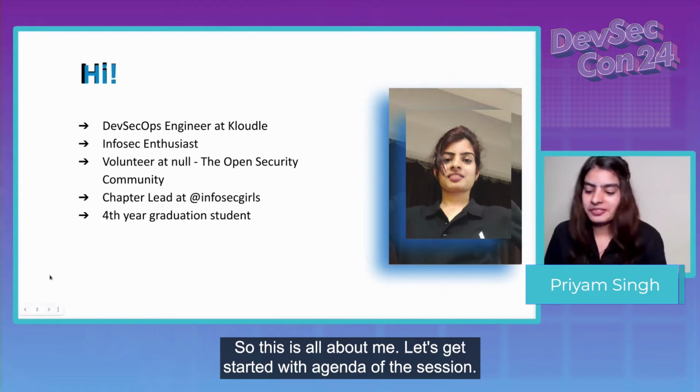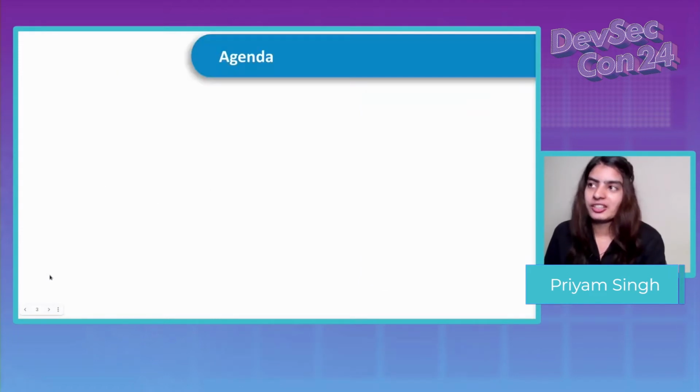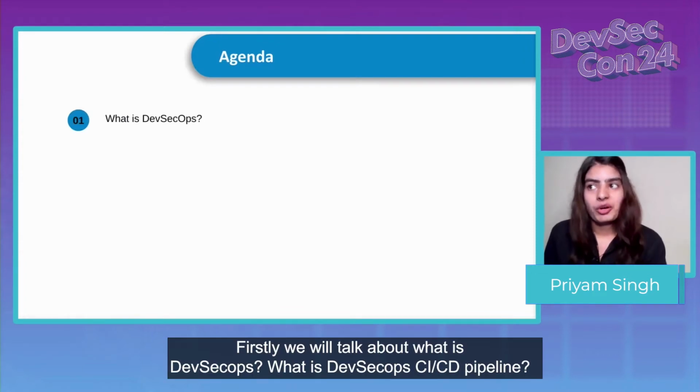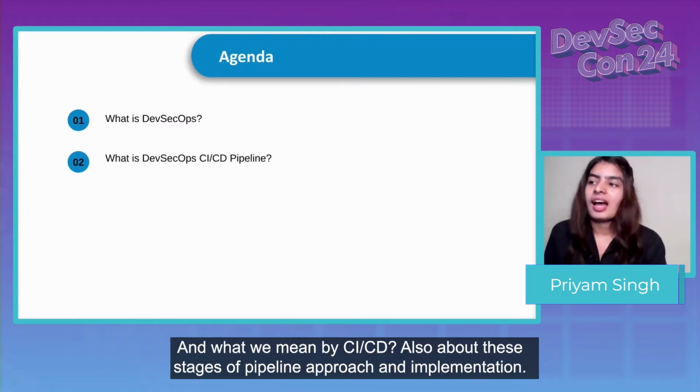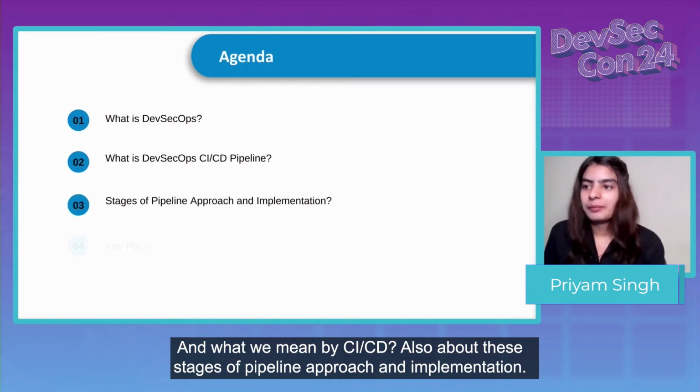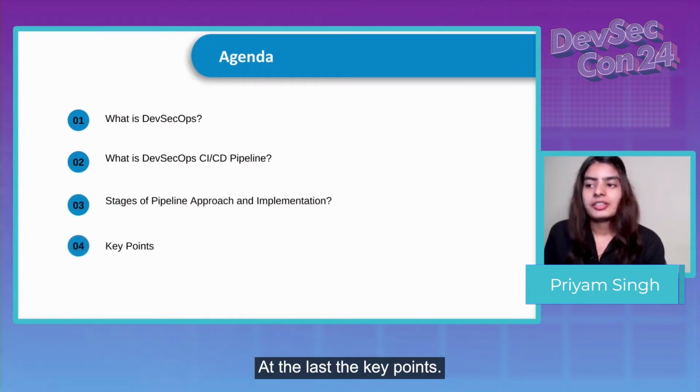Let's get started with the agenda of the session. Firstly, we will talk about what is DevSecOps, what is a DevSecOps CI/CD pipeline, and what we mean by CI/CD. Also about the stages of the pipeline approach and implementation. At the last, the key points.